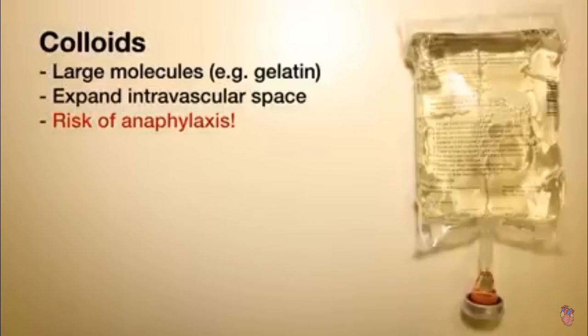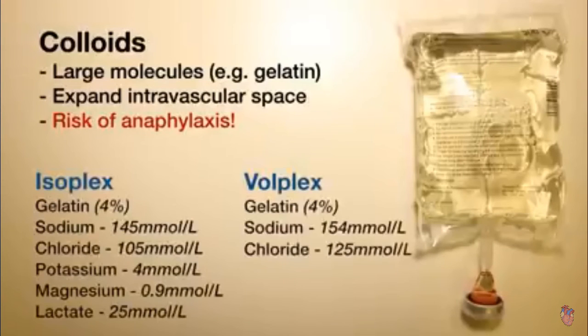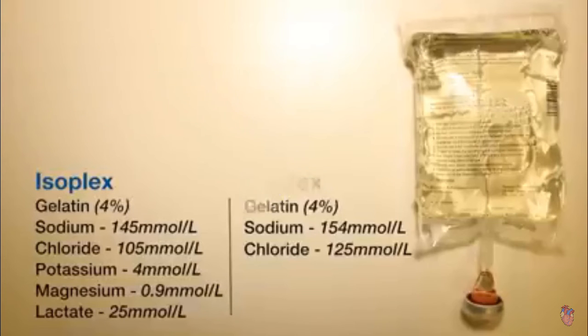Examples of colloids include Isoplex and Volplex. Both contain 4% modified fluid gelatin, sodium and chloride. Isoplex additionally contains potassium, magnesium and lactate in the proportions shown on screen.